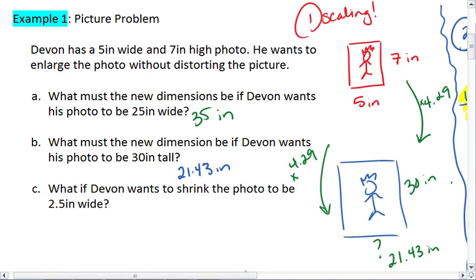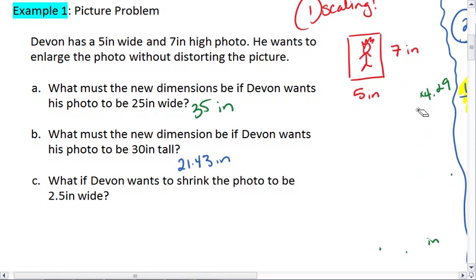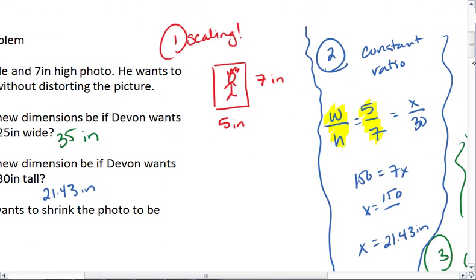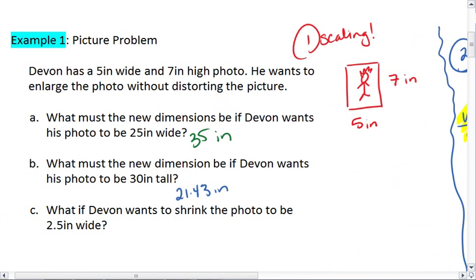And then lastly, Devin's now going to shrink his photo. We want to shrink to a size that is 2.5 inches wide, and we want to know the height. If we use scaling, we realize that we have the 5, so we can take half of 7 and get 3.5 inches.